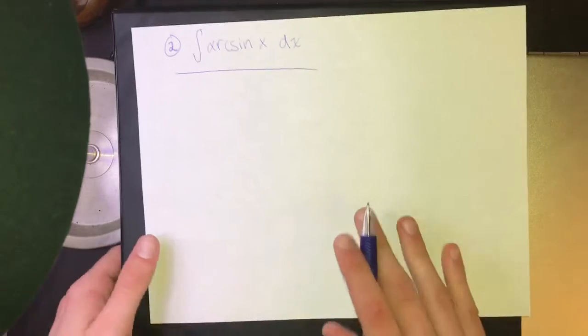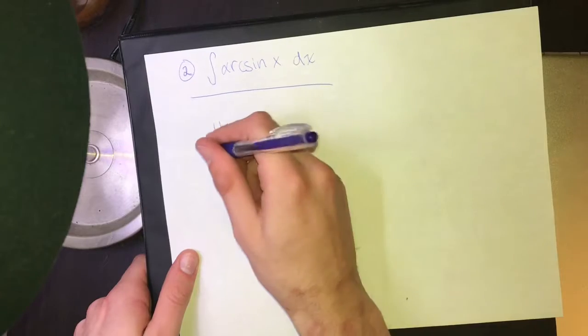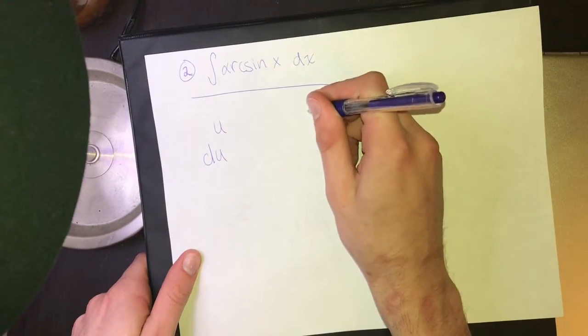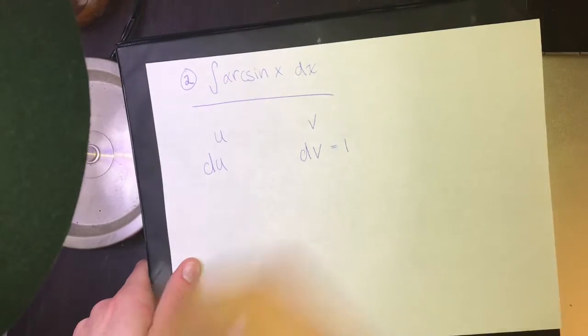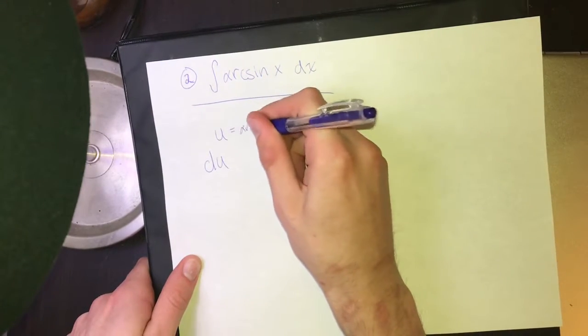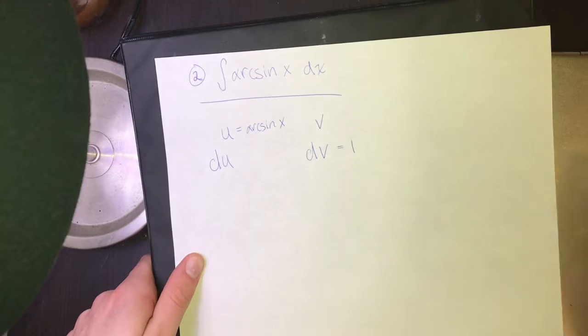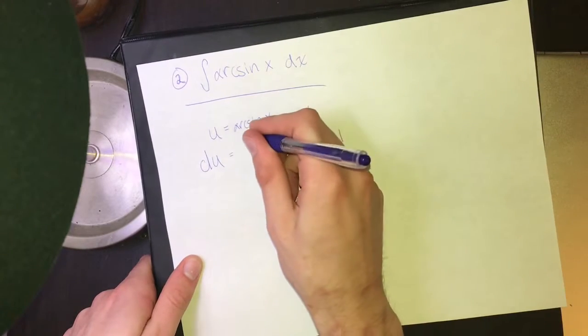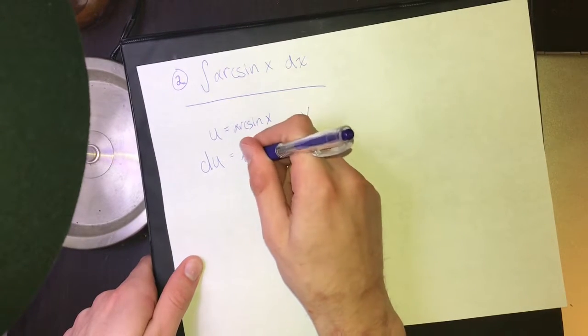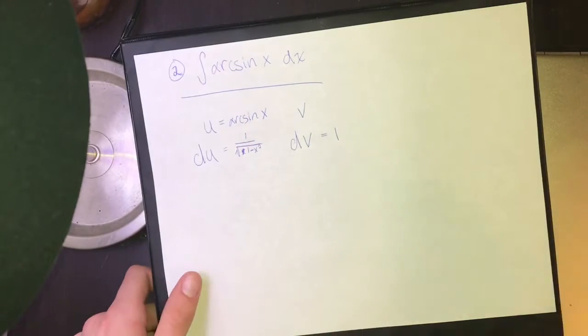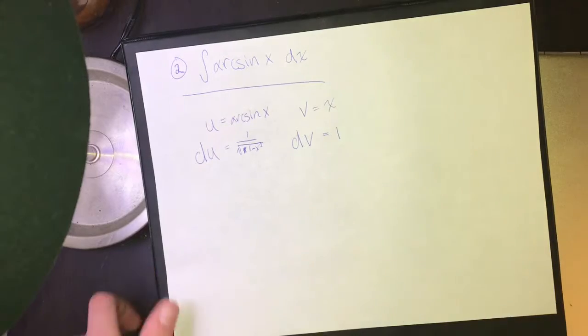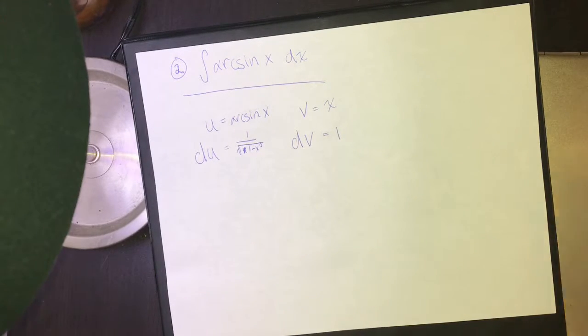This next example, in my opinion, is a little bit trickier because we'll have to do a u substitution at the end. But the beginning's the same as the other one. We're going to plug in 1 for dv, and we're going to plug in the arc sine of x for u. And then we'll take the derivative of that to find du, which is 1 over the square root of 1 minus x squared. And the integral of 1 is x, at least with respect to x, it is.